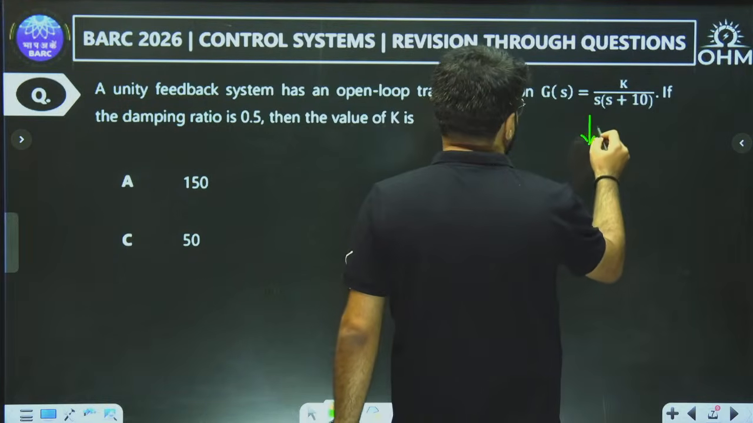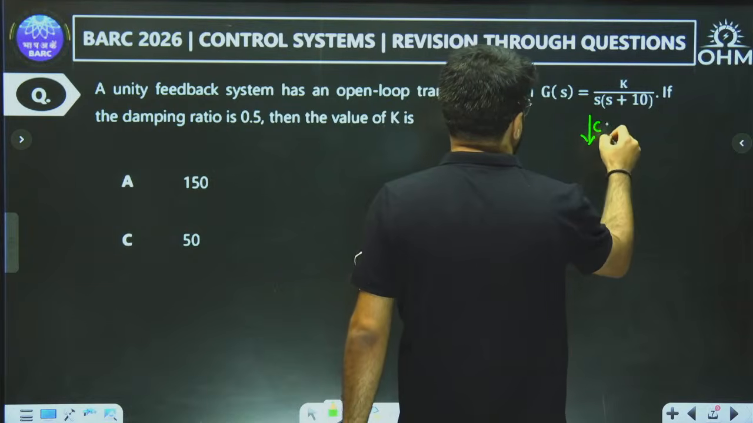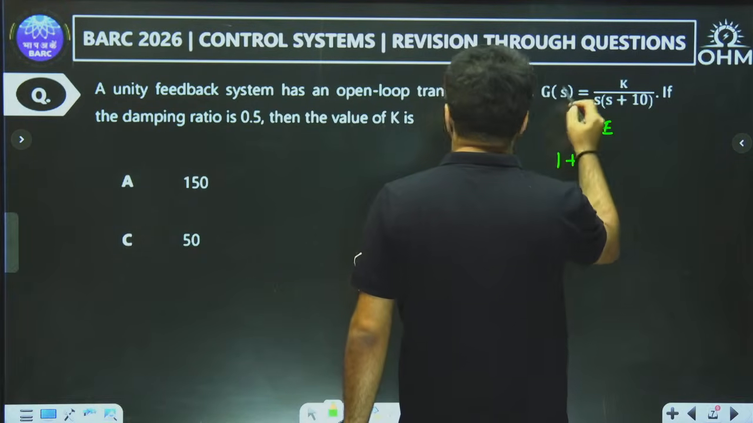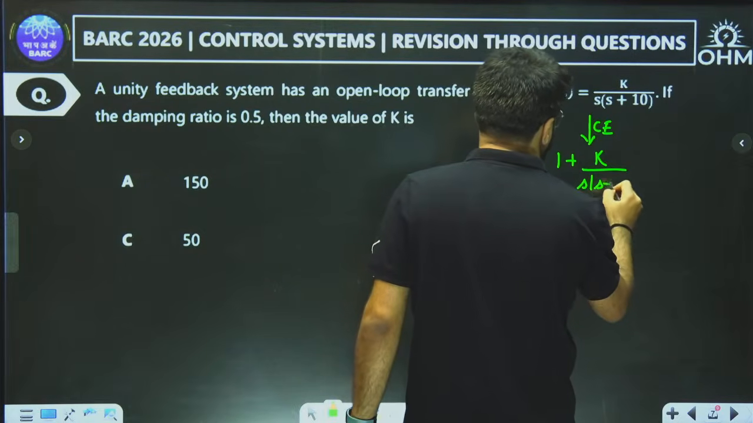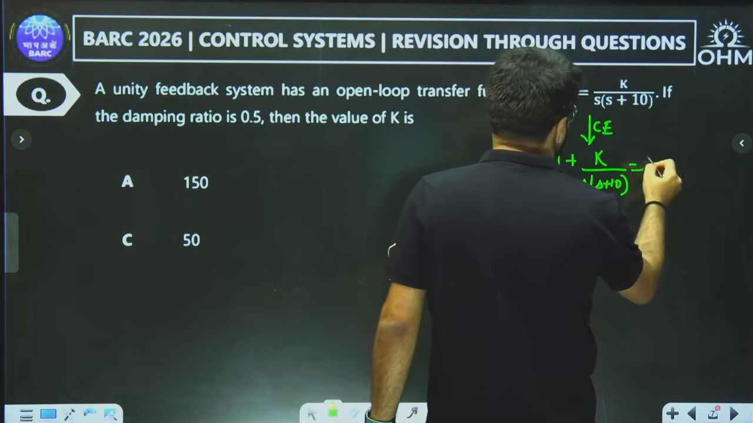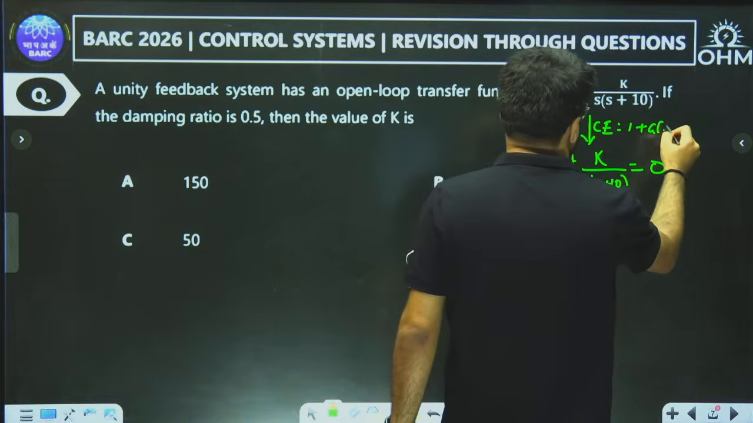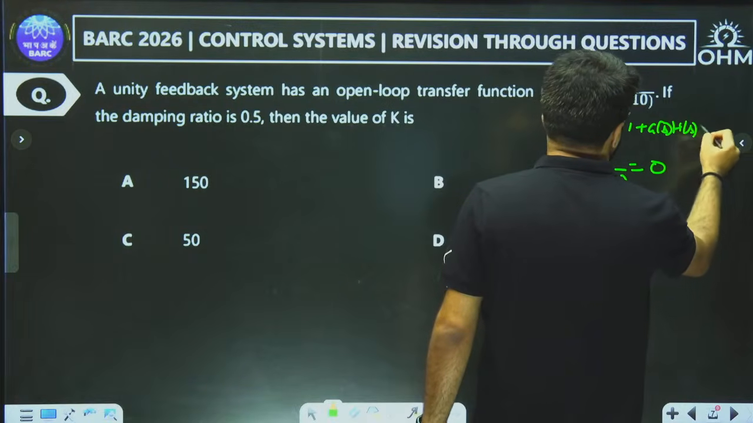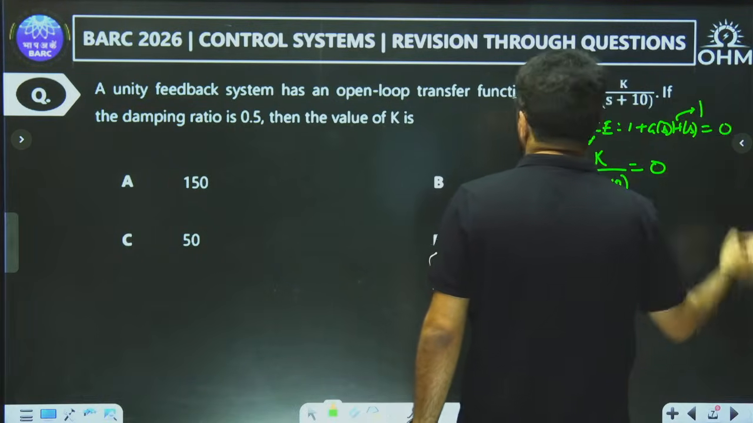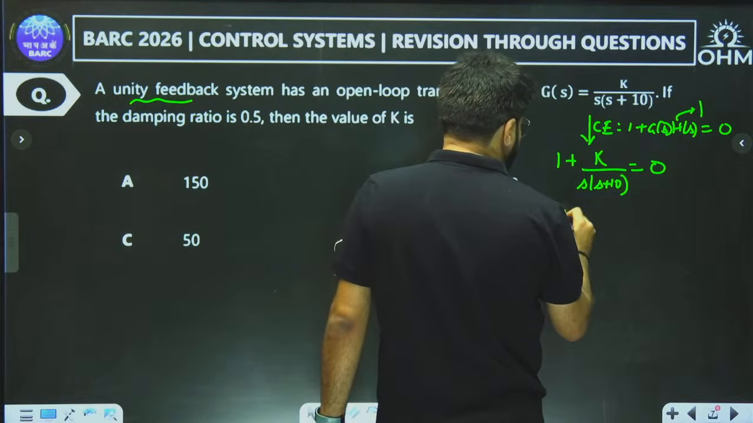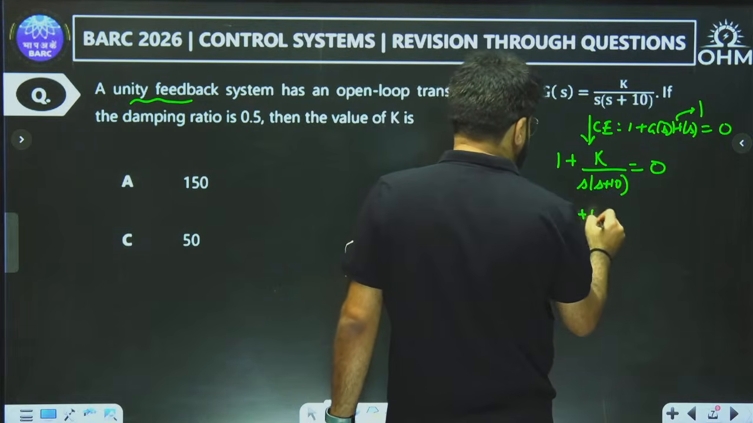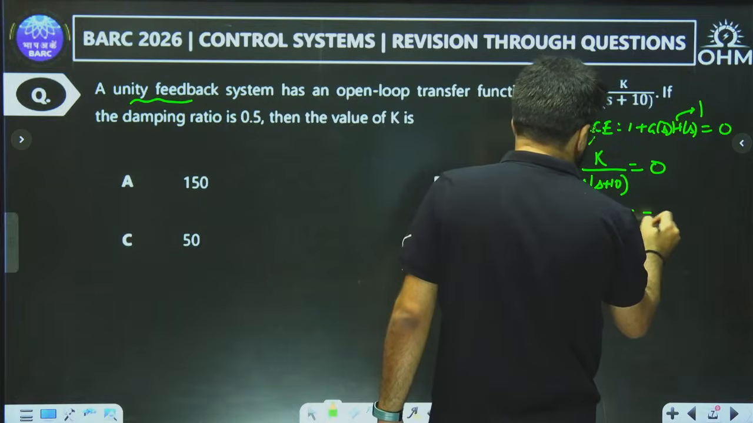What I will do is I will directly write down the characteristic equation. What is that characteristic equation? 1 plus GSHS, unity feedback, so only 1 plus GS equal to 0. Normally, how do you write down the characteristic equation? 1 plus GSHS equal to 0. HS is given as 1. Unity feedback has been mentioned here. So when you simplify this, s square plus 10s plus k equal to 0.